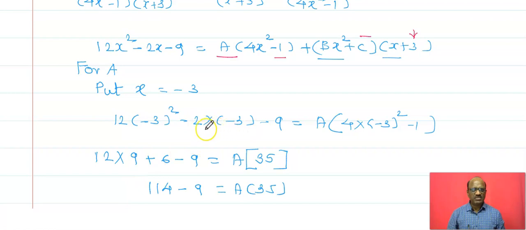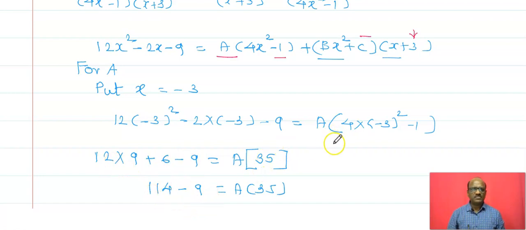Minus and minus, here it will become again plus 6 minus 9. That is a into 12 into 9 plus 6. That becomes 12 into 9 plus 9, here it is 108 plus 6. That is 114 minus 9.